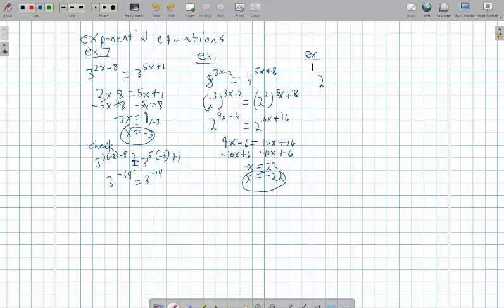2 to the, well, let's say 7x minus 1 equals 3 to the 4x minus 2. Alright, you got that? Now, can't get these to the same base. They are not powers of the same thing.